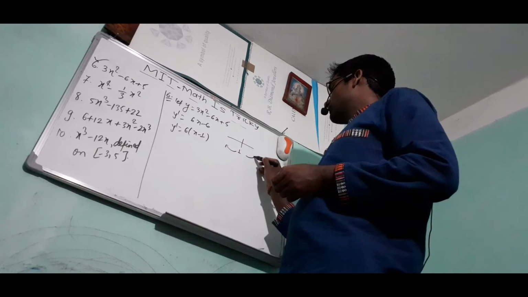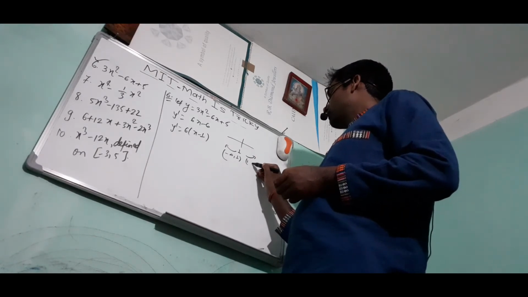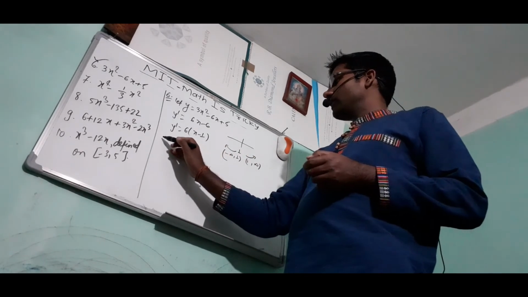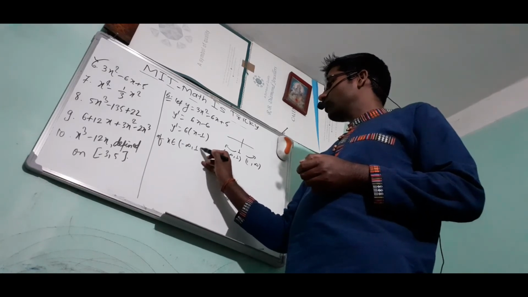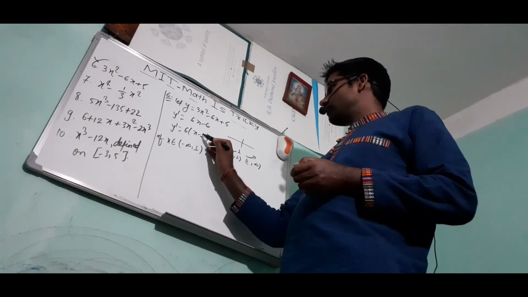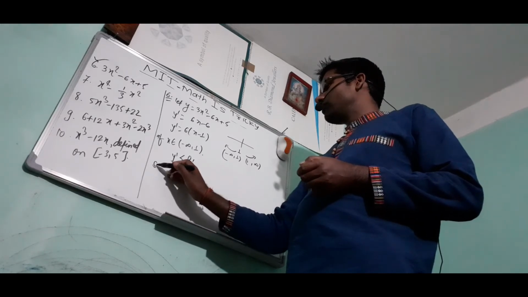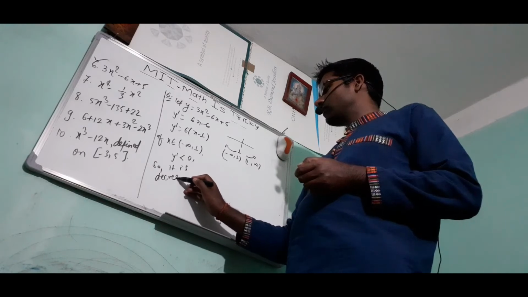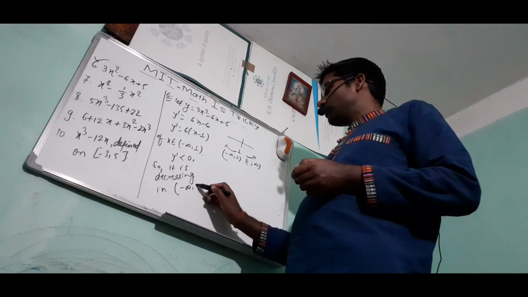So these are two intervals, so we can write minus infinity to 1 and 1 to infinity. For these two we'll be checking. So if x belongs to minus infinity to 1, take any value which is less than 1. If you take minus 1, so minus 1 minus 1 is minus 2, for that y dash will be less than 0. So it is decreasing in the interval minus infinity to 1.